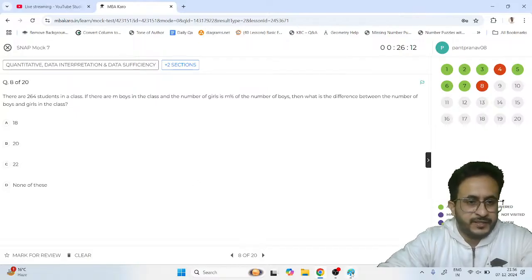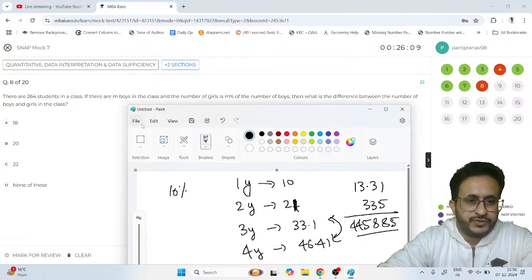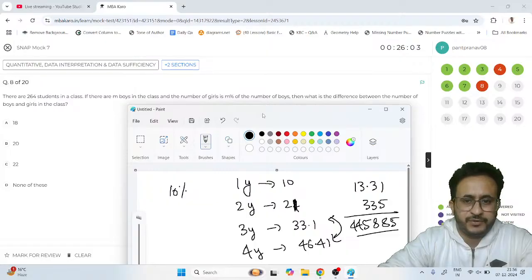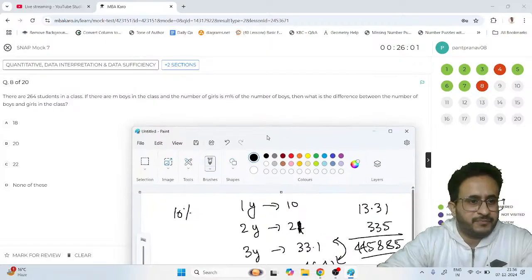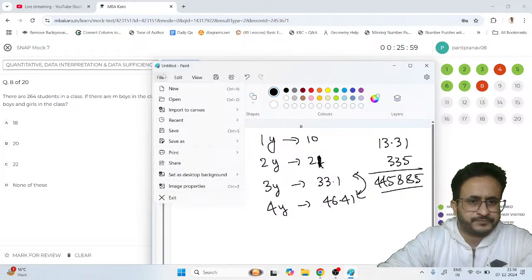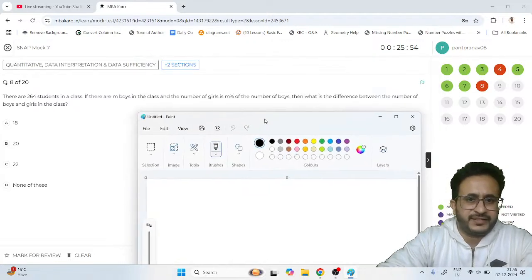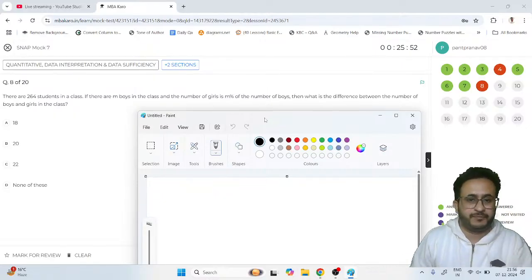which we just did. Okay, there are 264 students in a class. If there are m boys in the class and the number of girls is m% of the number of boys, what is the difference between the number of boys and girls in the class? Now this question, see, it is saying that m boys and number of girls is m% of the number of boys.